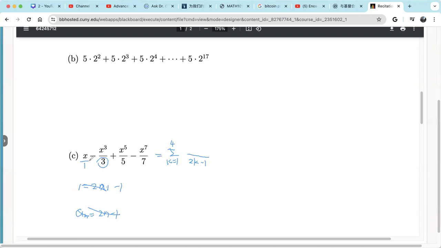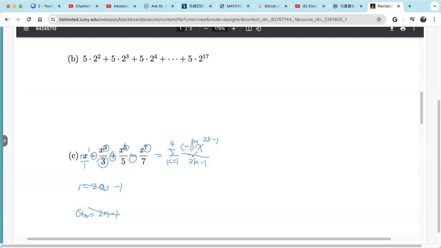Now for the numerator. The numerator will have x raised to 1, x raised to 3, x raised to 5, 7, the same as the denominator, right? So I have x raised to 2k minus 1. Now we have positive, negative, positive, negative, so it alternates. So we have negative 1 raised to, the first one is positive, so we can do k plus 1, right? Because 1 plus 1 is 2. So negative 1 raised to 2 gives us a positive first term.